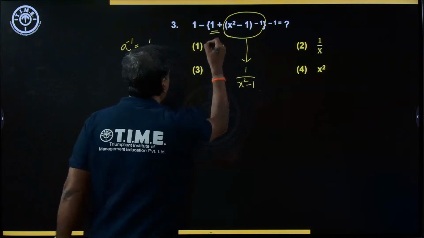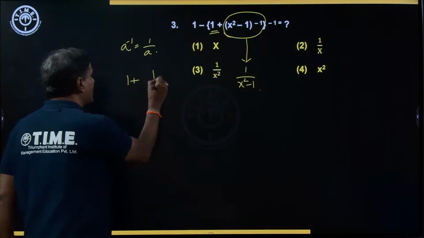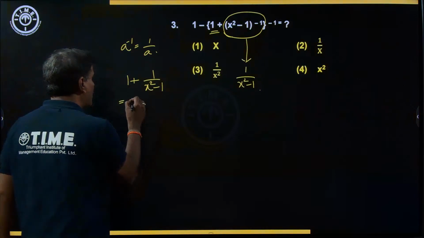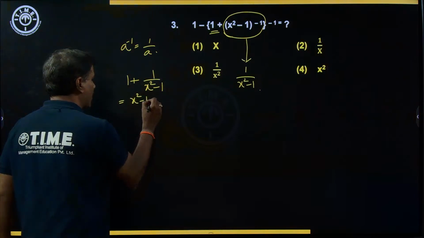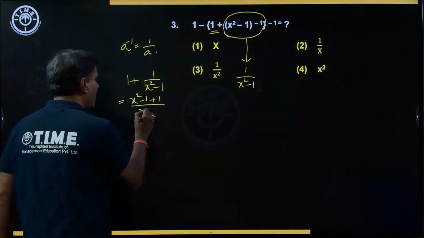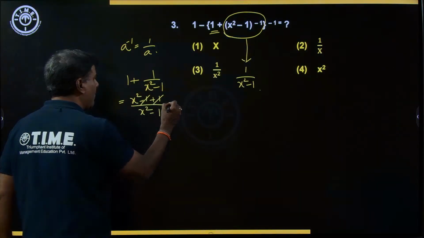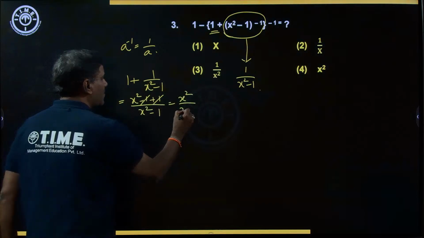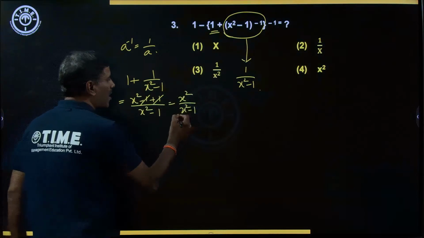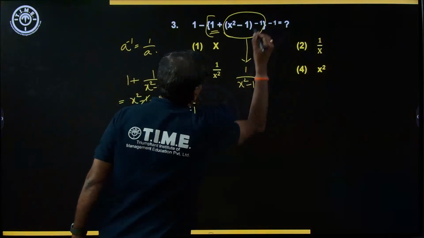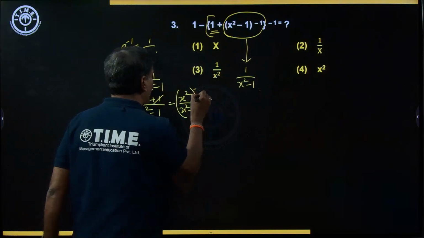In front of this we have 1 plus. So 1 plus 1 by x square minus 1 we are having. So if we take the LCM, 1 into x square minus 1, that will be x square minus 1 plus 1 divided by x square minus 1. So minus 1 plus 1 cancel, and we will be left with x square by x square minus 1. And if you are observing carefully, for this whole expression we have again to the power of -1.